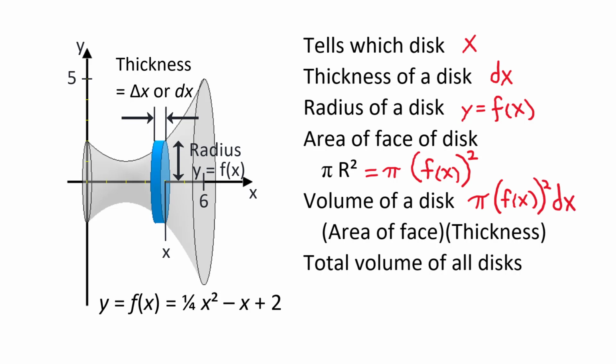To add the volumes of the disks together, we integrate. Our variable of integration is x, so the limits of integration must be values of x. The leftmost disk has x equals 0, and the rightmost disk has x equals 6, so we integrate from 0 to 6. Now that we have set up the integral, we can evaluate it.